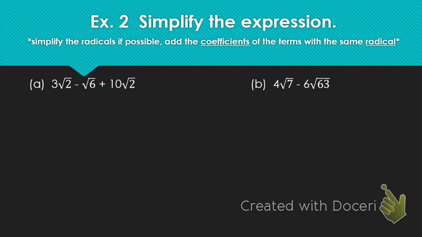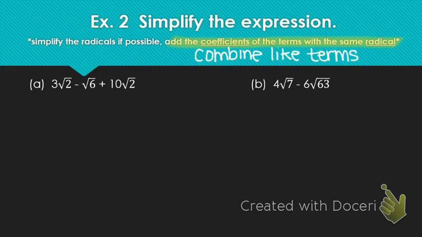with the same radical. So I want you to notice what they're asking us to do right here. When they say add the coefficients of the terms with the same radical, they are asking us to combine like terms. Now here's the difference in what you've learned before and what you're learning today. What you learned before said that like terms have the same variable raised to the same power.